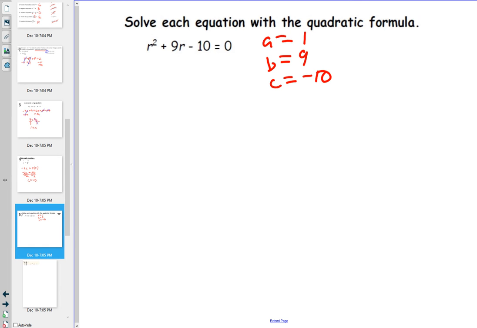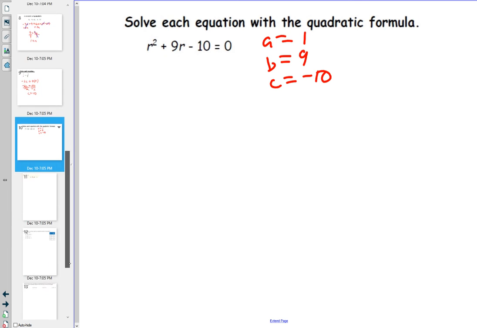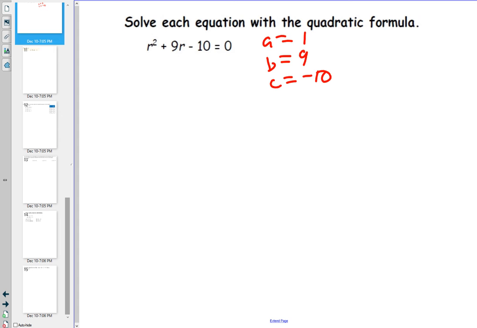All right, solve by quadratic formula. R equals. If B is 9, what is negative B? Plus or minus.